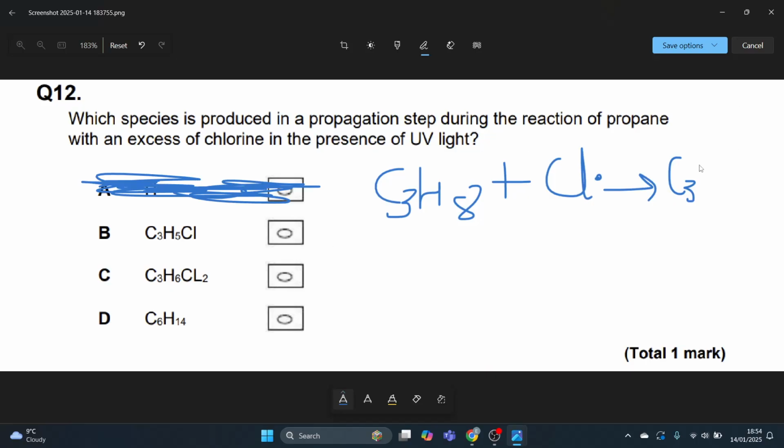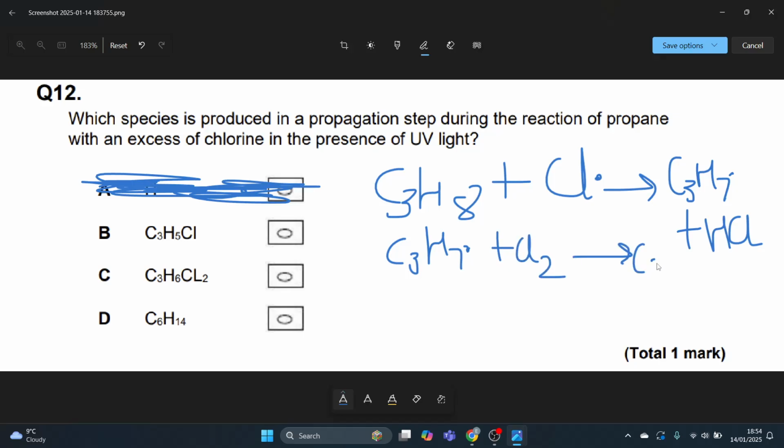It's going to be C3H7 dot plus HCl, and then I've got C3H7 dot plus Cl2, and now I'm forming C3H7Cl plus Cl dot. But none of those match my answer. None of those match the options. That's a bit weird.